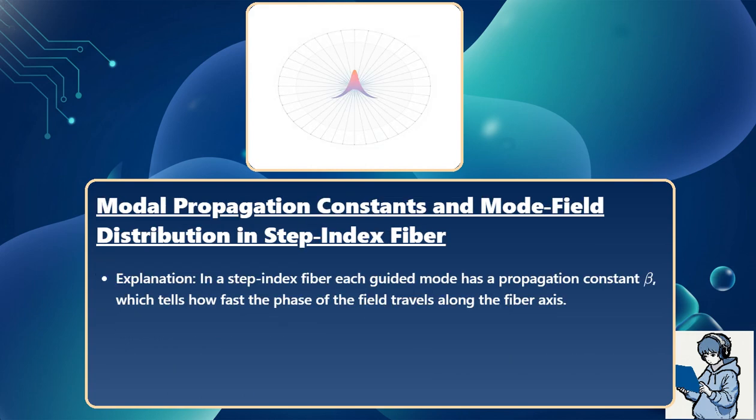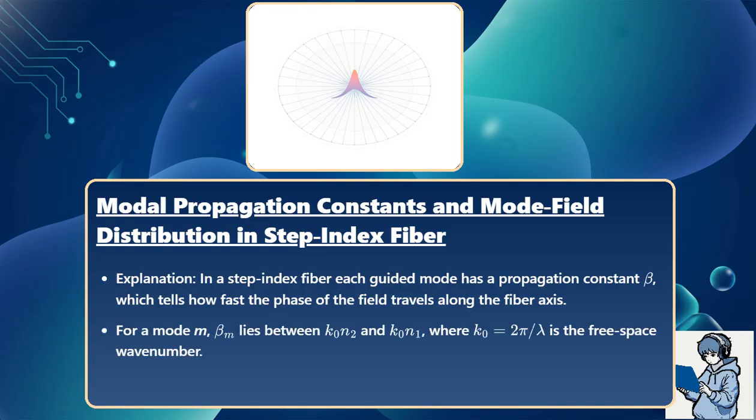Explanation: in a step-index fiber, each guided mode has a propagation constant β, which tells how fast the phase of the field travels along the fiber axis. For a mode m, β_m lies between k0·N2 and k0·N1, where k0 = 2π/λ is the free space wave number.